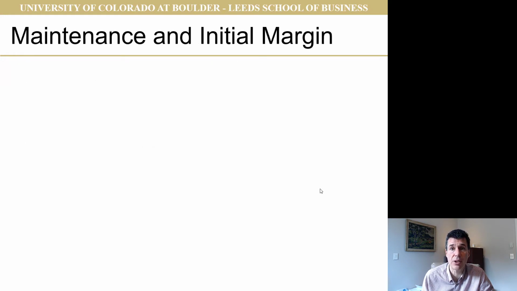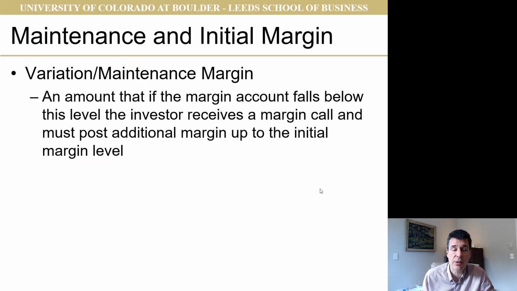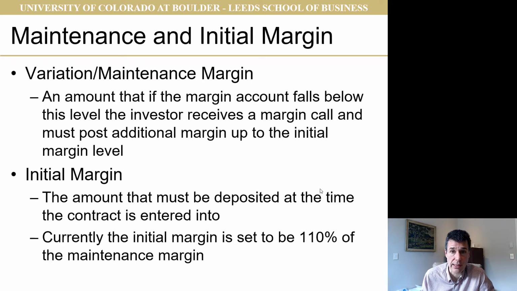So there are two key levels for margin. The first is called maintenance or variation margin. So this is an amount that if the margin level, the amount of money in the margin account, falls below this amount, the investor is going to receive a margin call from their broker and must post additional margin up to the initial margin level. The initial margin is the amount of money that must be deposited at the time the contract is entered into, and currently, for the CME at least, the initial margin is set to be 110% of the maintenance margin. So the CME will publish the maintenance margin level and you can calculate the initial margin from that.